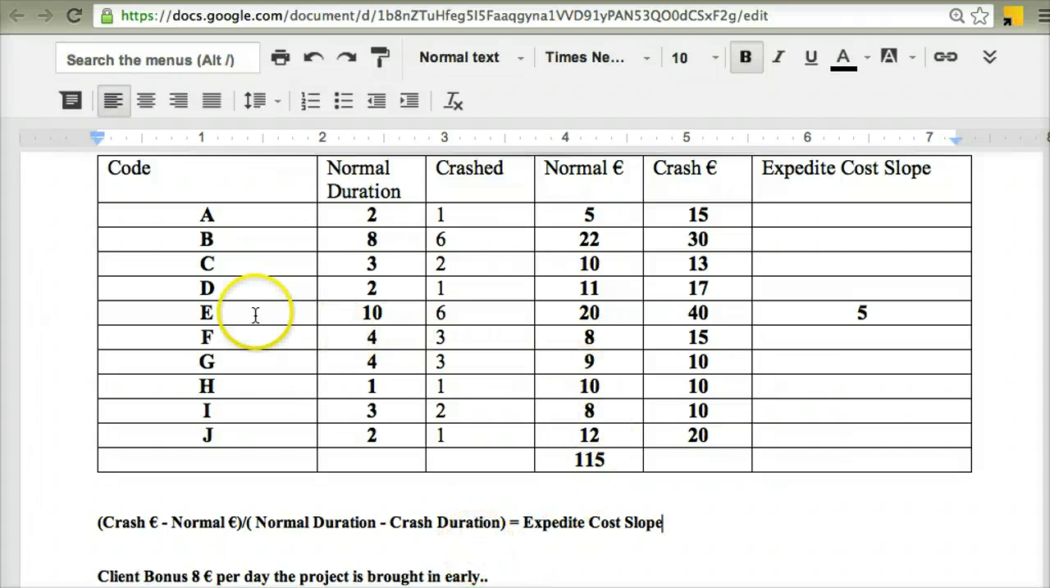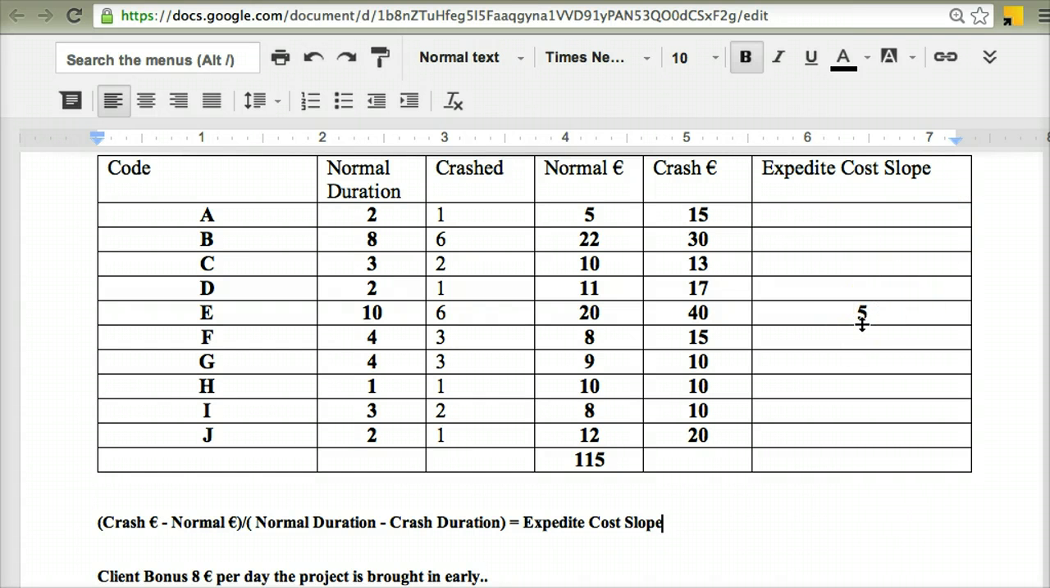So again, if I went through the example of activity E there, just to check my figures, the crashed amount, which is 40, minus the normal amount, which is 20 euro, will give me 20. Then divide that by the normal duration, which is 10, minus the crash duration, which is 6, that will give me 4. 20 divided by 4 gives me 5, which is the expedite cost slope of that activity.